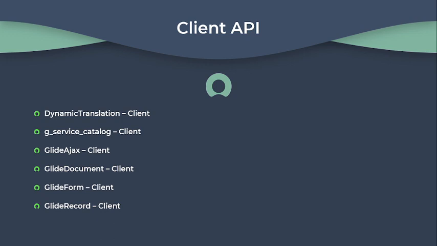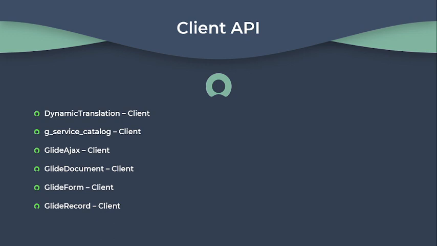Client-side JavaScript APIs are used to control how the Now platform functions and displays within the web browser. Client-side APIs provide common functionality that you can add to your instance by calling the APIs from client-side scripts such as client script and UI policy script. There are a number of client-side APIs, but I will explain some of them. Like the first, dynamic translation.